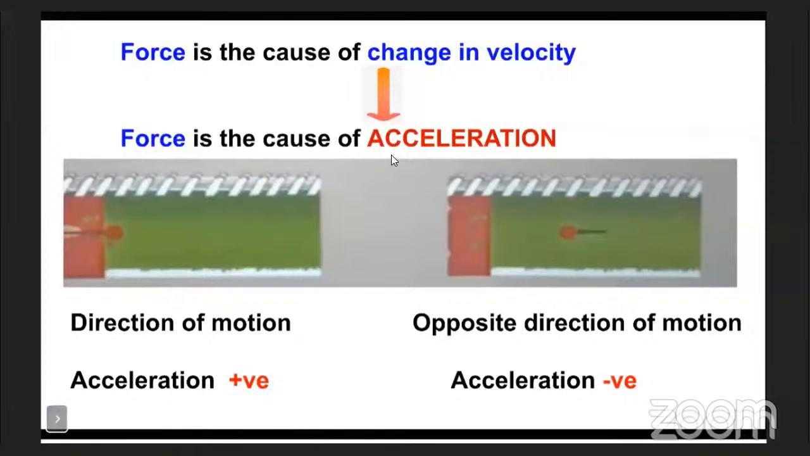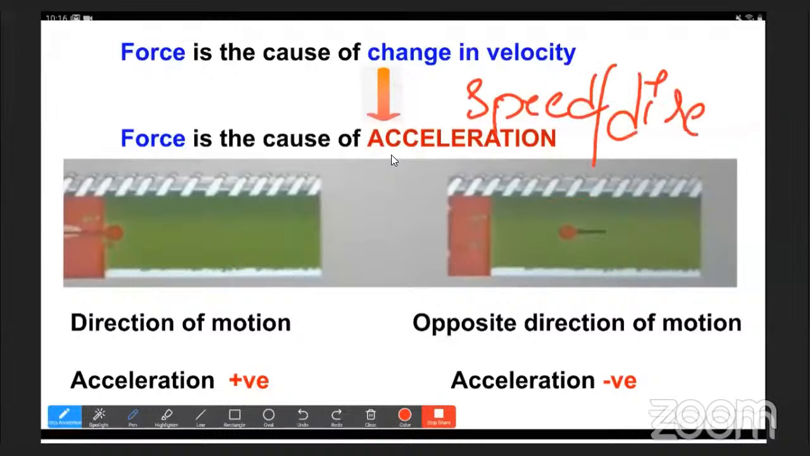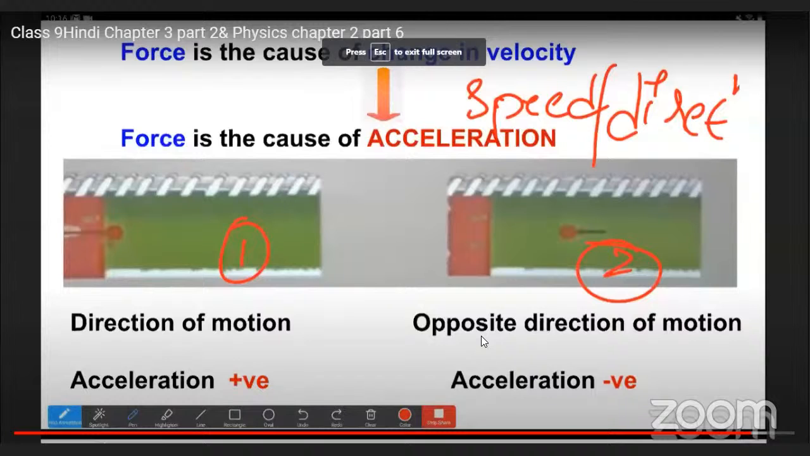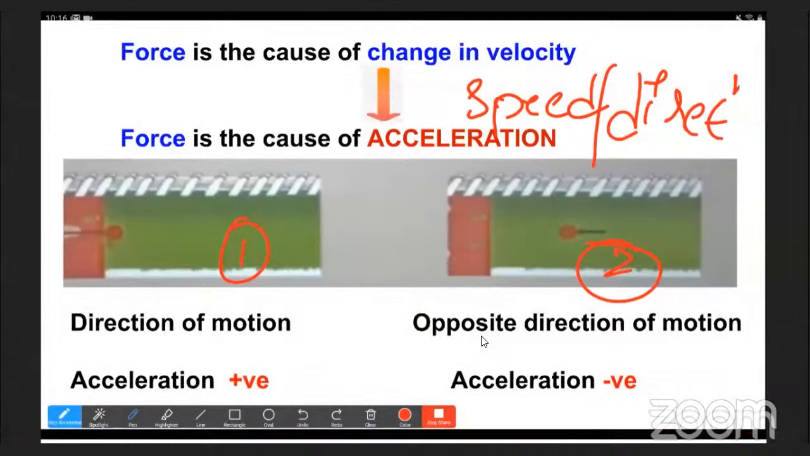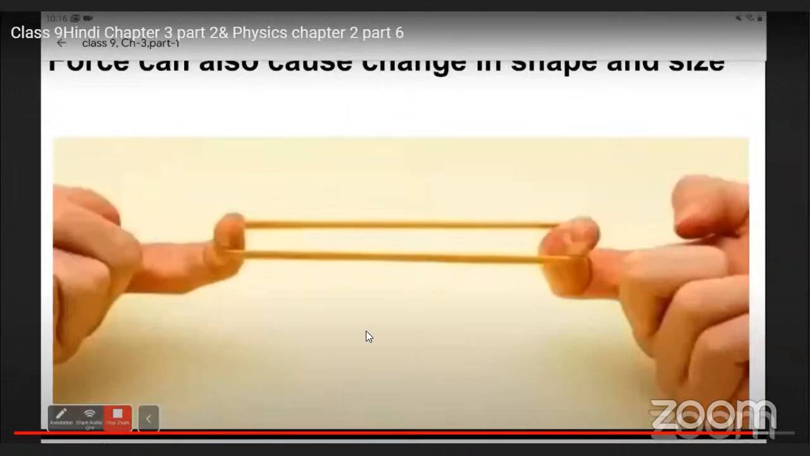Yes, so here we are saying that force is a cause of change in velocity. That means it can change the speed of an object and also its direction. Okay, so here the speed of the object changed from figure 1 to figure 2, and the direction of motion is also changed. So if force is the cause of change in velocity, then the speed or direction of the object is also changed.